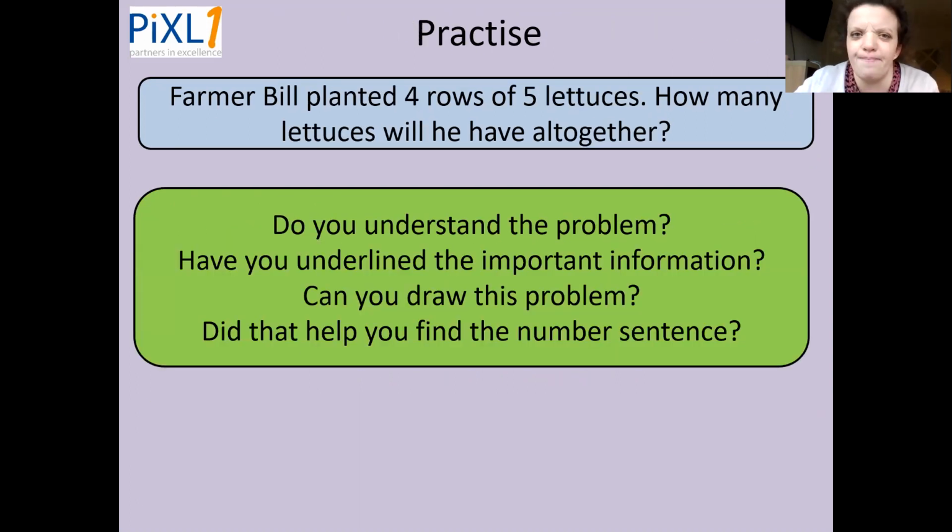Right, Farmer Bill planted 4 rows of 5 lettuces. How many lettuces will he have altogether? So, have a go now, see if you can draw it, find the key numbers, find the key information, write your number sentence and work out what 4 rows of 5 lettuces will be. How many lettuces will Farmer Bill have? Pause and have a go.